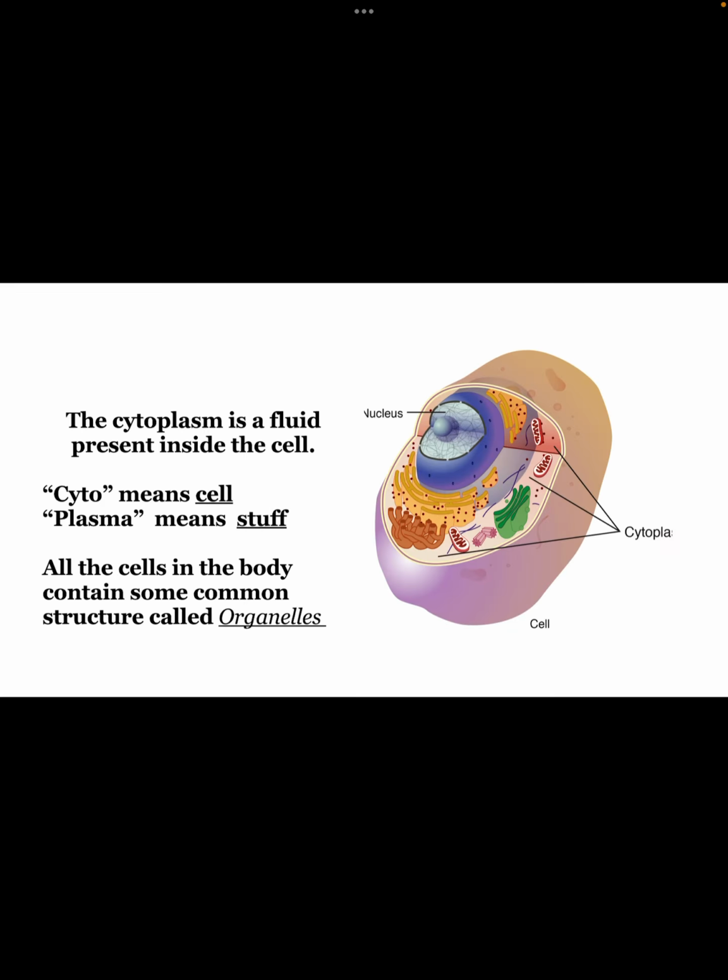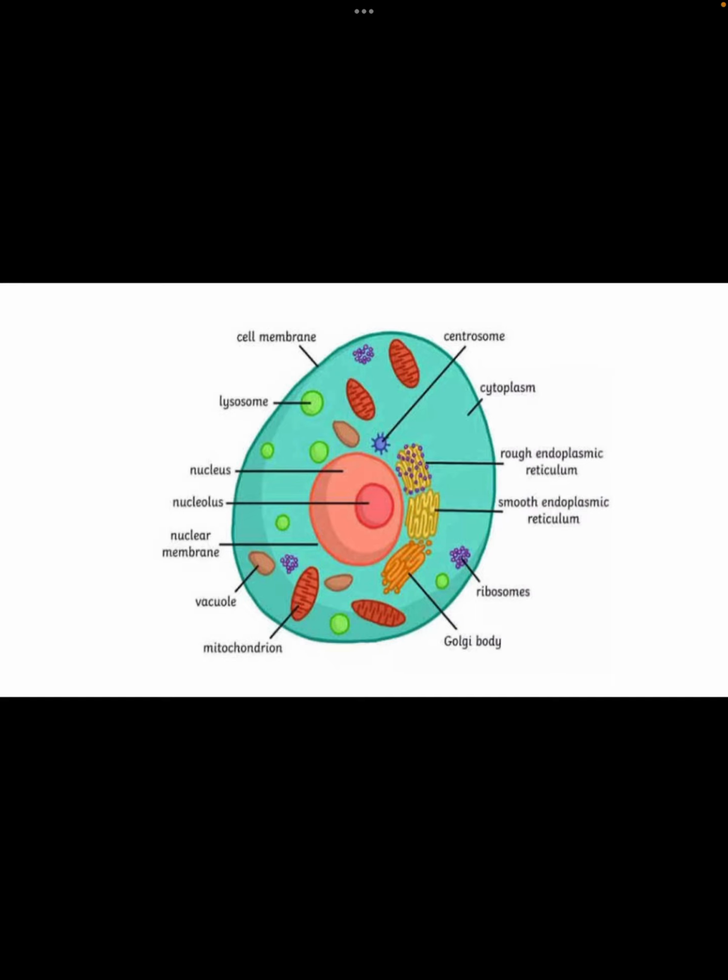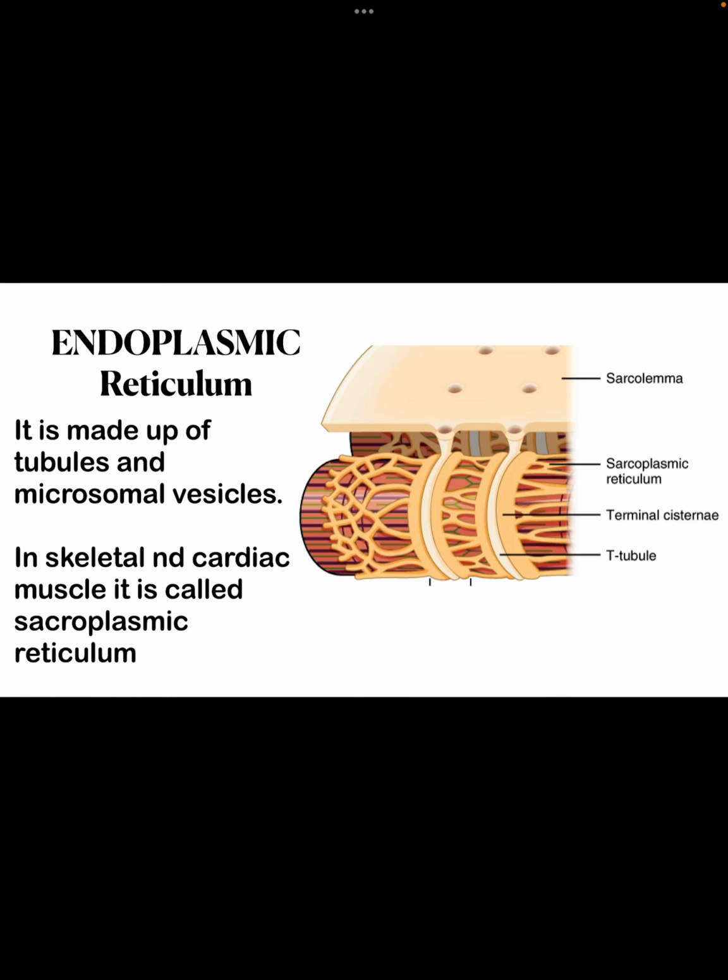Cytoplasm. Cyto means cell, plasma means fluid. A gel-like mixture surrounding the cell membrane is known as cytoplasm. The various organelles are endoplasmic reticulum, ribosomes, Golgi body, mitochondria, lysosomes. Endoplasmic reticulum is made up of tubules and microsomal vesicles. In skeletal and cardiac muscle, we call it sarcoplasmic reticulum.